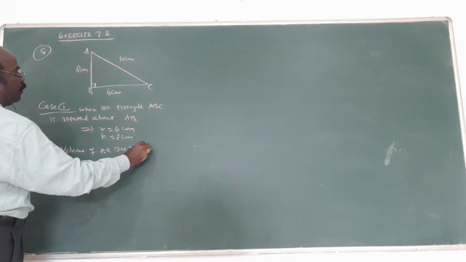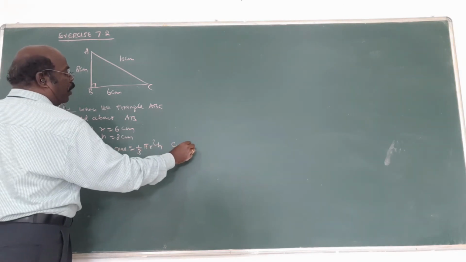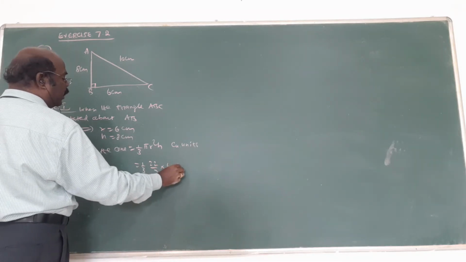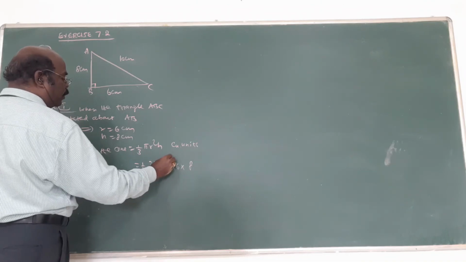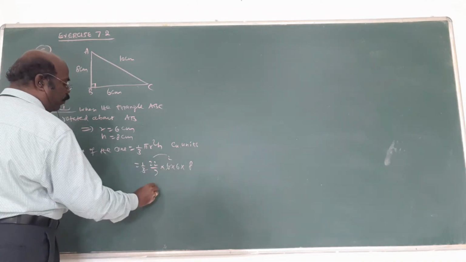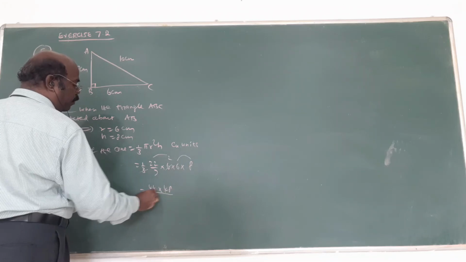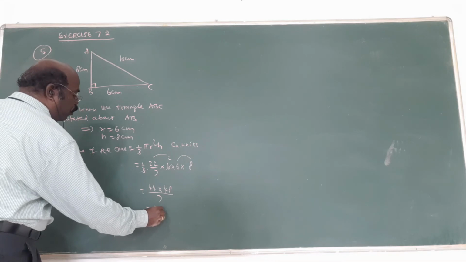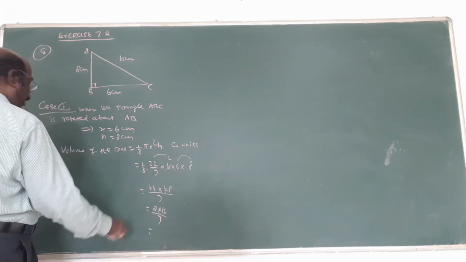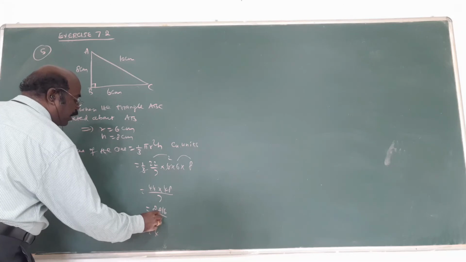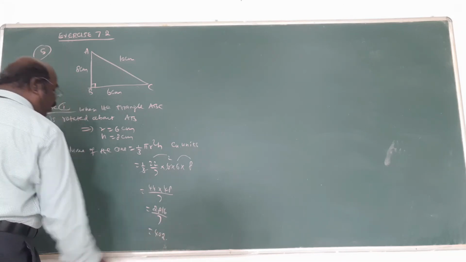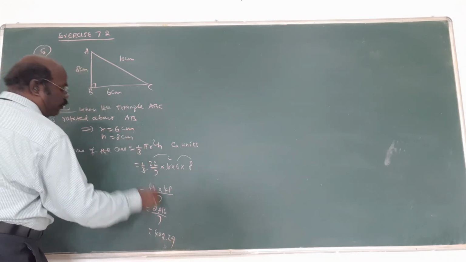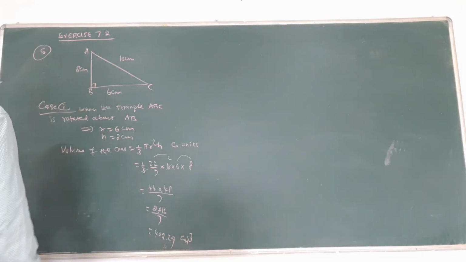What's the formula? 1 by 3 pi r square. Substituting, 1 by 3, 22 by 7, r square is 6 into 6, into 8. Now multiply 44 and 48 by 7. We get the answer 2816 by 7. Again divide by this one. We get 402.29. This is in centimeter cube. This is the first answer.